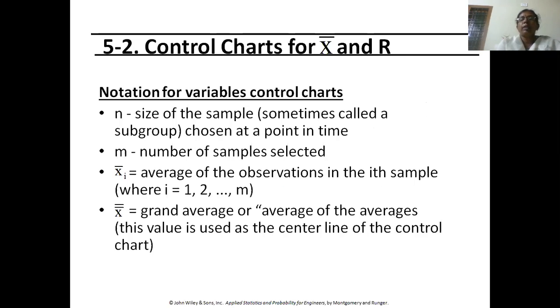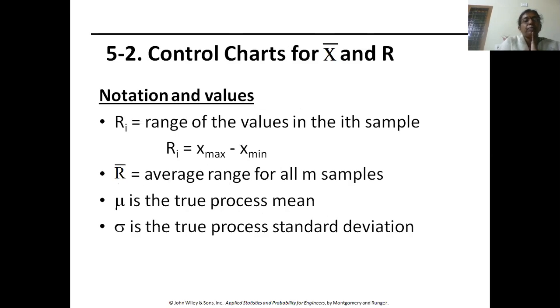So, control charts for X bar and R. X bar is mean and R is range. These are the different notations we should remember, which are used in variable control charts. Small n denotes the sample size. M is the number of samples selected. X bar i is the average of the observations in the ith sample. X double bar is the grand average, or average of the averages. Ri is the range of the values in the ith sample, where Ri is defined as the maximum value of X minus the minimum value of X. R bar is the average range. Mu is the true process mean. Sigma is the true process standard deviation.